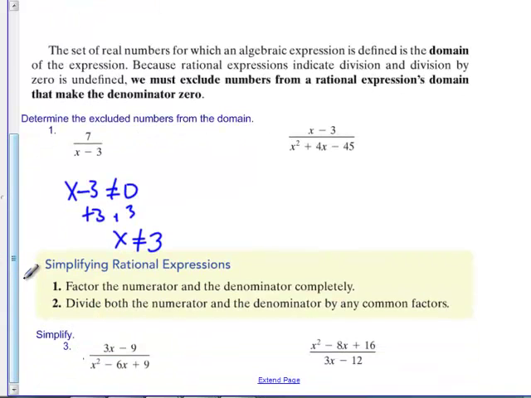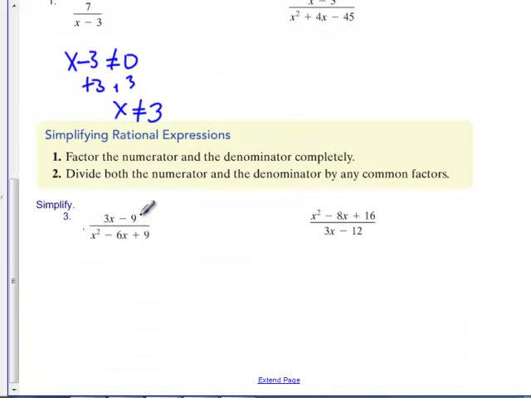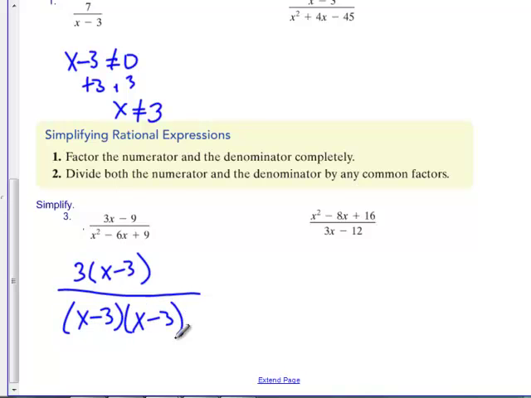Whenever we are dividing or simplifying, you're going to want to factor everything and scratch what matches. So on top, we're going to factor. We have 3x minus 3 over x squared minus 6x plus 9, x minus 3, x minus 3. And the x minus 3's match? Yeah. And that one's done.